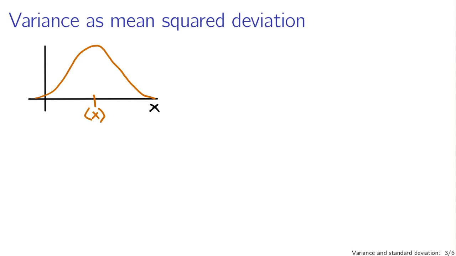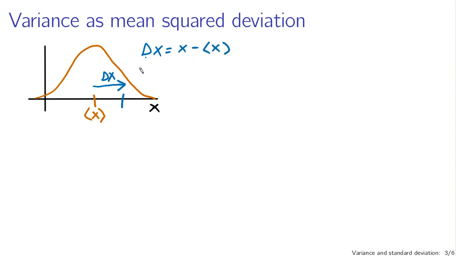Now, if I draw a random number from this distribution, I won't always get the expected value. Suppose I get a value here. If I'm interested in the typical deviation of this value from the mean, that will tell me something about how broad this distribution is. So let's define this displacement here to be delta x. Delta x is going to be equal to x minus the expected value of x.